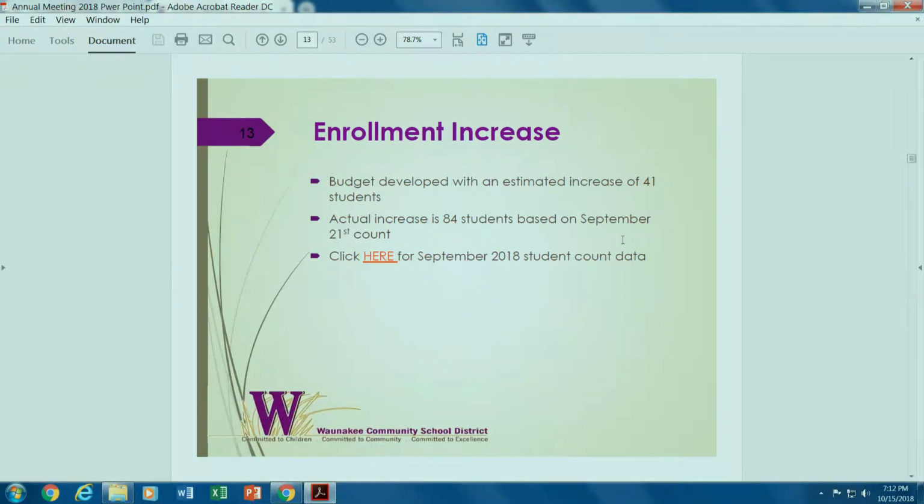Speaking about enrollment, this is something that you saw at the last board meeting as well. We had budgeted an increase of 41 students, or 41 FTEs. We actually had an increase of 84, so that's 43 more than we had in the fall. That will have a positive impact on our revenue cap. When Steve and I had a conversation about this, we figured that will account for about an additional $100,000 of revenue cap authority based on those additional 43 students.